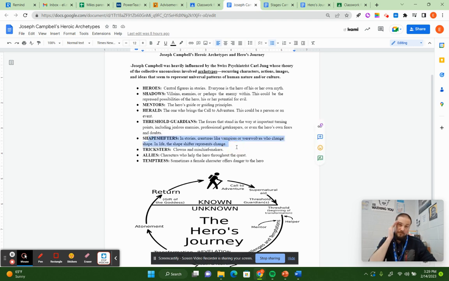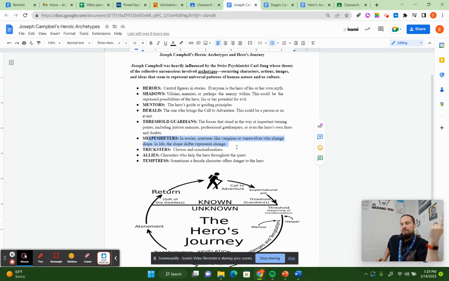Shapeshifters can literally be like a werewolf or a vampire or something that literally changes its shape. But it doesn't always have to be. It can also be something that changes its identity or it changes its allegiance. So think of a traitor, right? A figure who starts off on the good side but betrays the good side and turns bad, right? Like that would be a kind of shapeshifter, a traitor. Okay, so it can be a literal shapeshifter or it can be a figurative one.